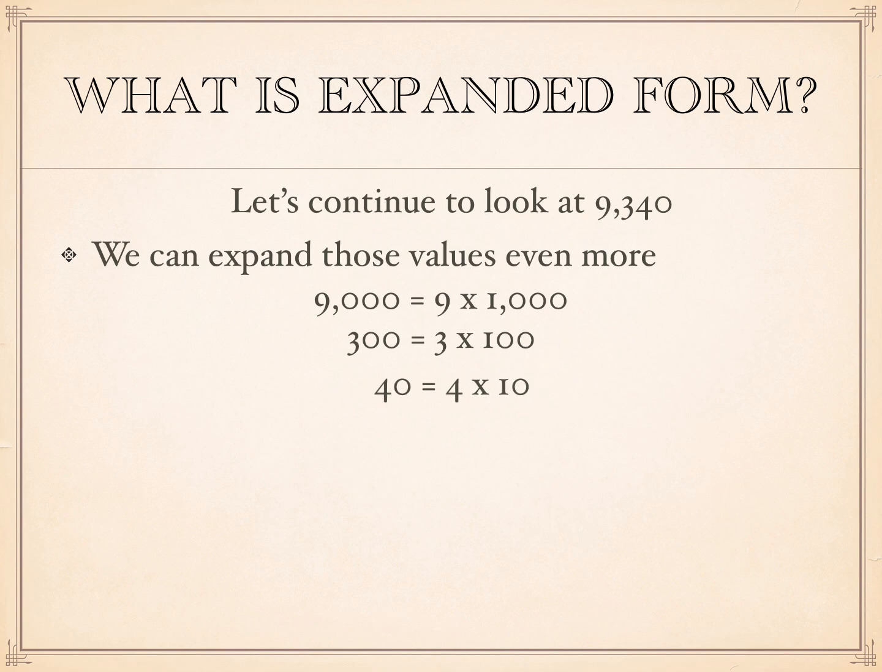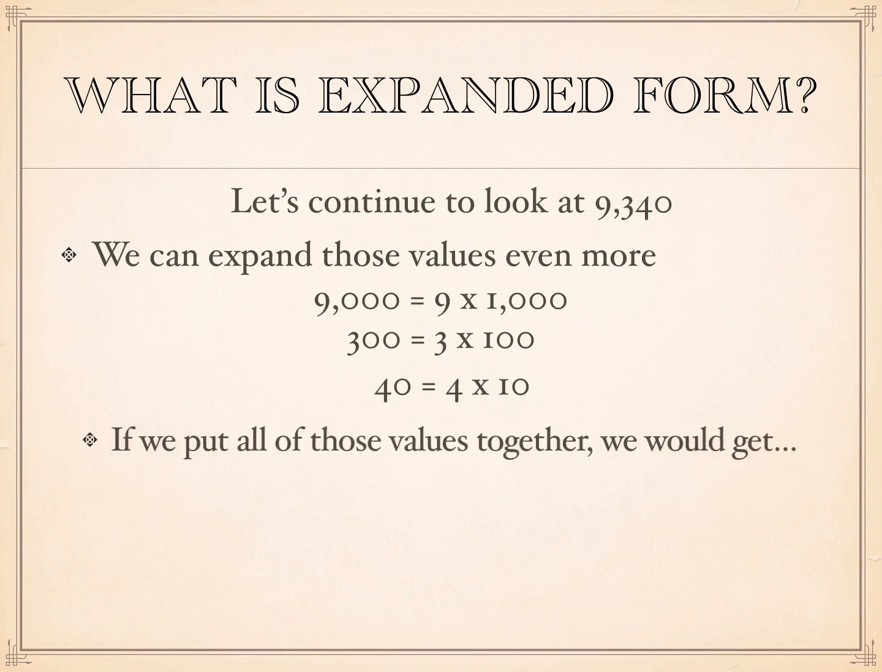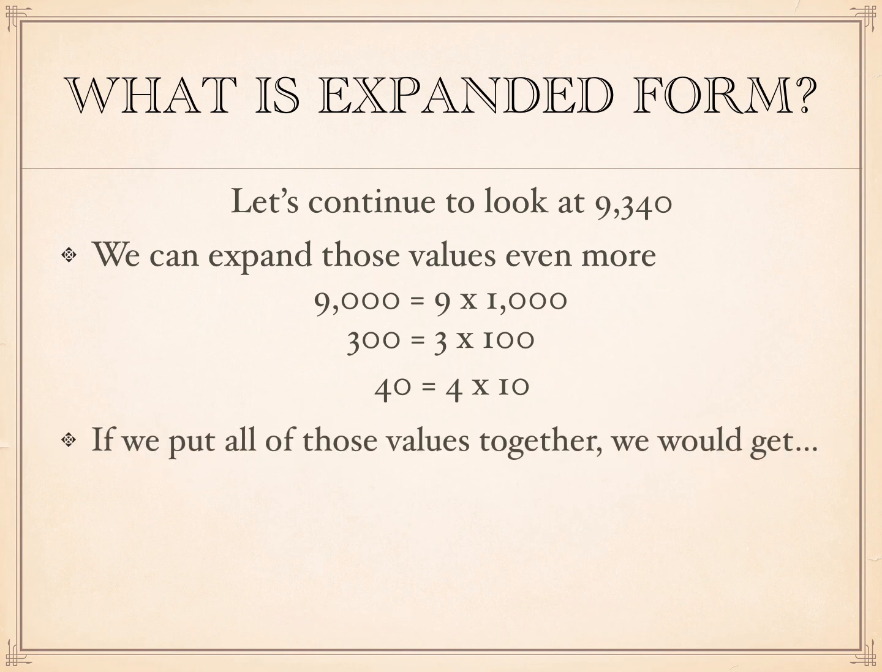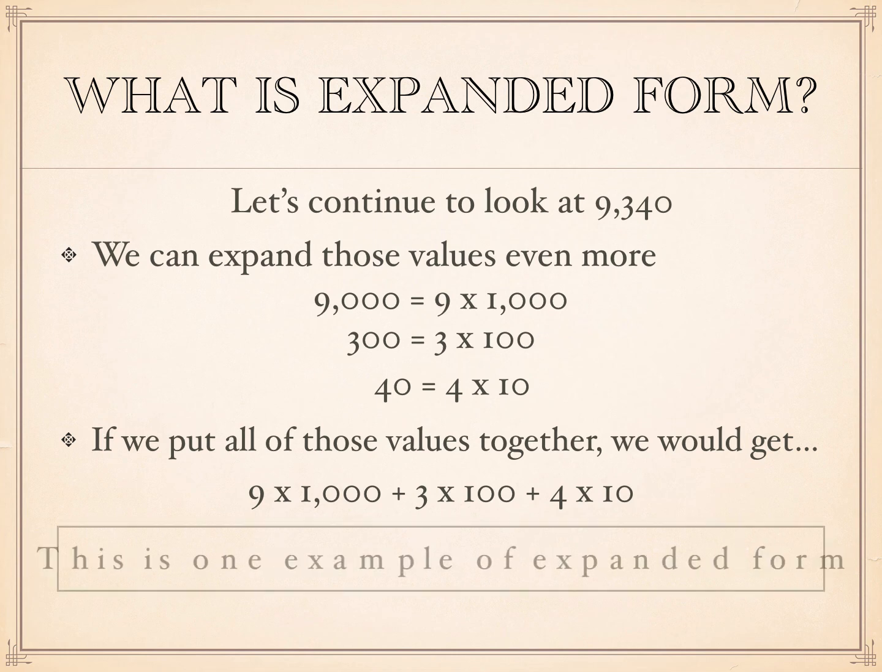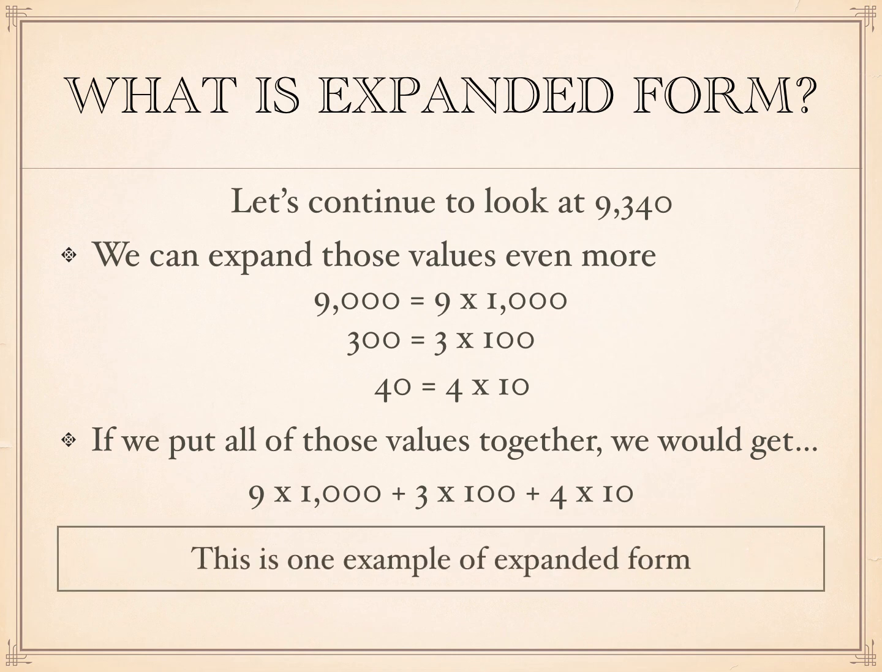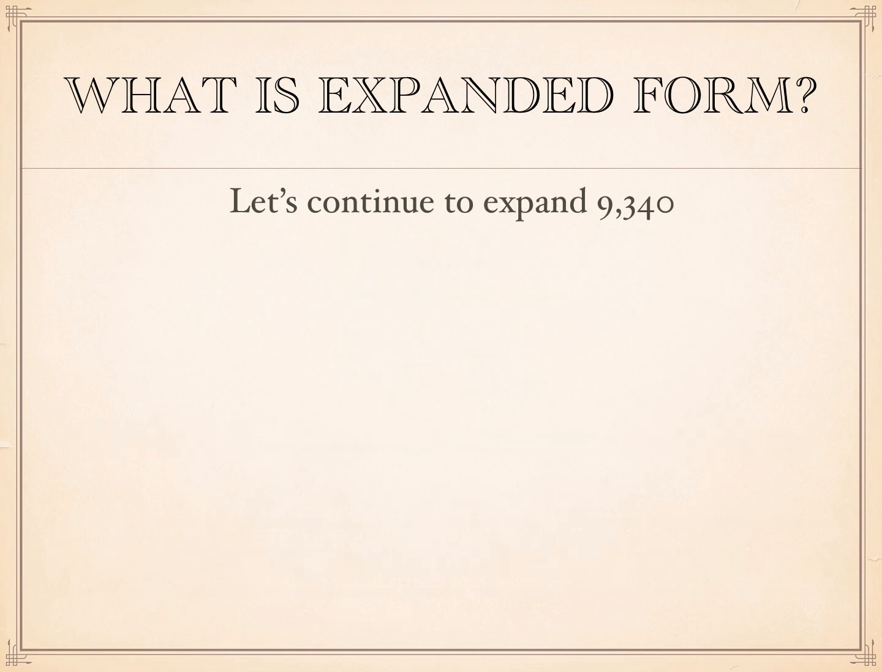And same with 40. We knew the 4 had a value of 40, but we can break it down more by saying 4 times 10 because there's a 4 in the tens place. If we put all of those values together, we would get 9 times 1,000 plus 3 times 100 plus 4 times 10. This is one example of expanded form.